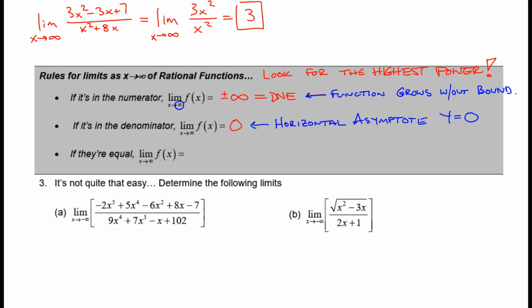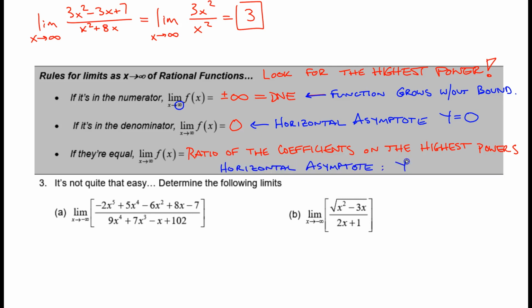Okay, let's look at the last one. What if both the numerator and the denominator have the same exponent? The powers are equal. Well, then the limit of the function as x goes off towards infinity is going to be the ratio of the coefficients on the highest powers. That will give us a horizontal asymptote of y equals whatever that ratio is.